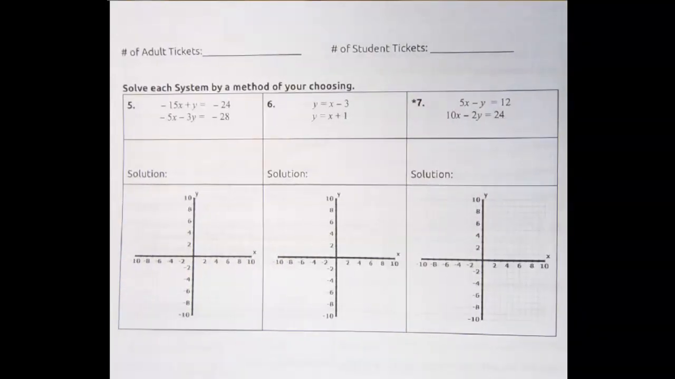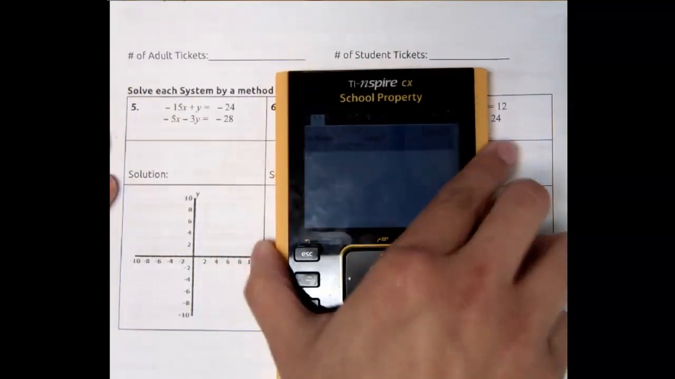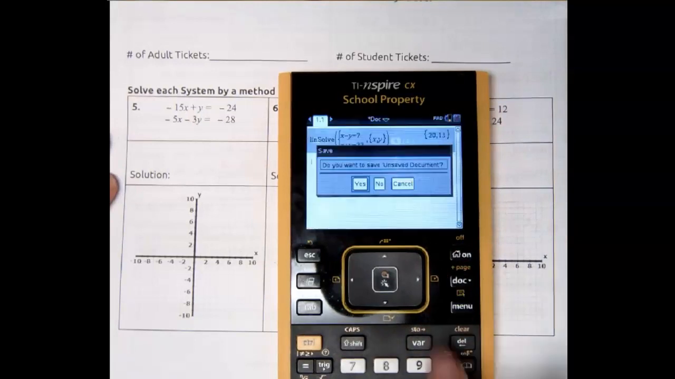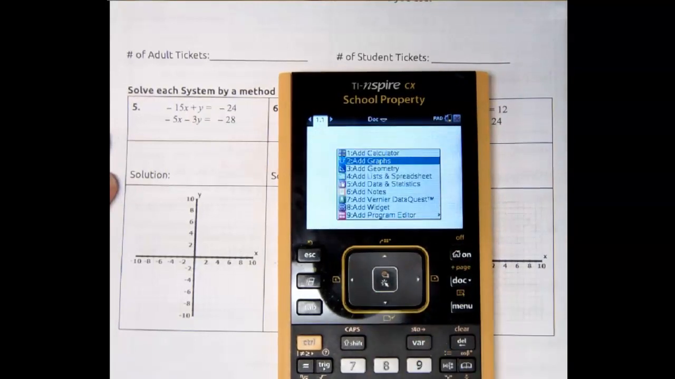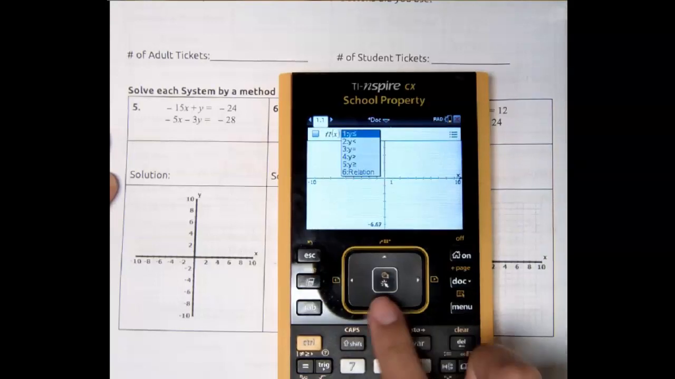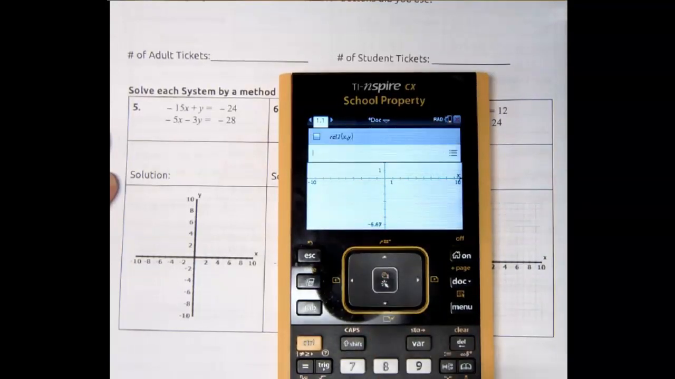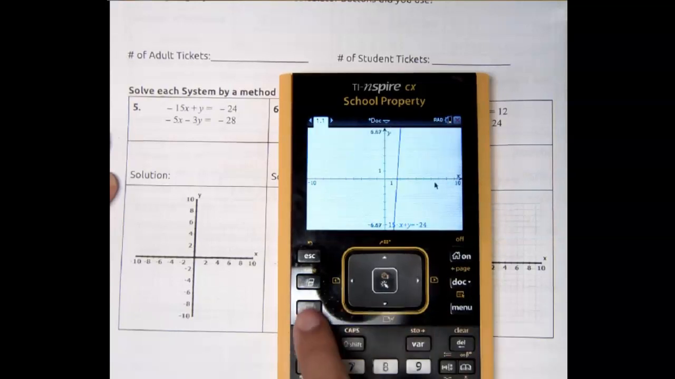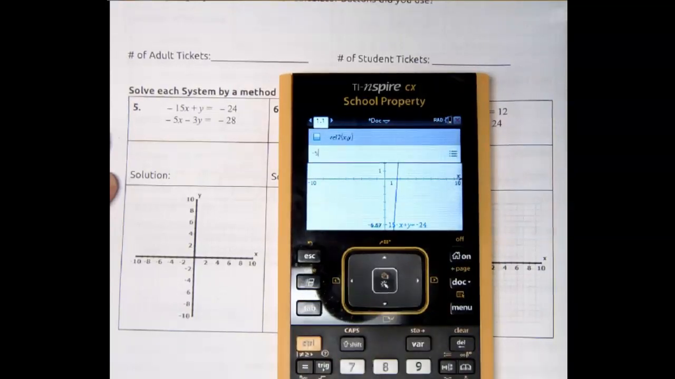So I'm going to start by graphing, because we have a graph, and we're just going to kind of sketch what it looks like. So I'm going to go home, new document, don't save, add a graph. And remember, before we start doing anything else, we hit delete. We go down to relation, and I'm going to type my equations in. Plus y equals negative 24, hit enter. Tab, negative 5x minus 3y equals negative 28.